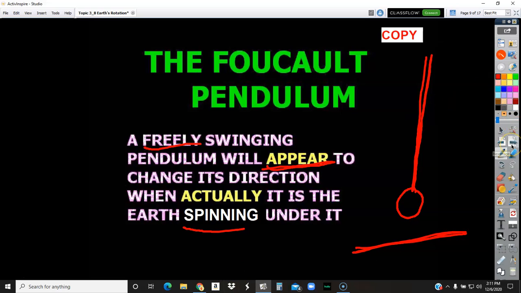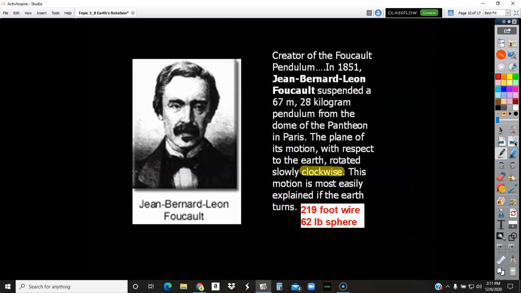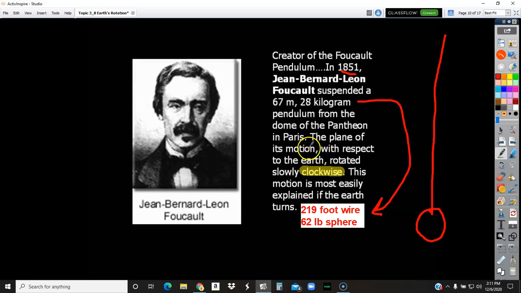And you can actually go to the museums. I'll show you some pictures, and I have a couple of videos here of these pendulums. They're really cool to see. This goes back to the 1800s. In 1851, a gentleman named Jean Foucault, and that's why it's named the Foucault pendulum, took a 67-meter, 28-kilogram pendulum, which if you convert that, I put the numbers down here, was a 219-foot wire and a 62-pound sphere at the bottom attached to the wire, and he created a pendulum in a very famous building in Paris, France, called the Pantheon.